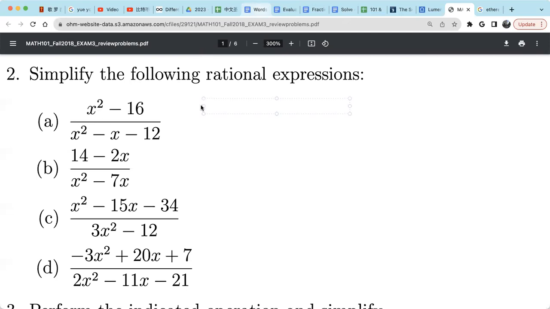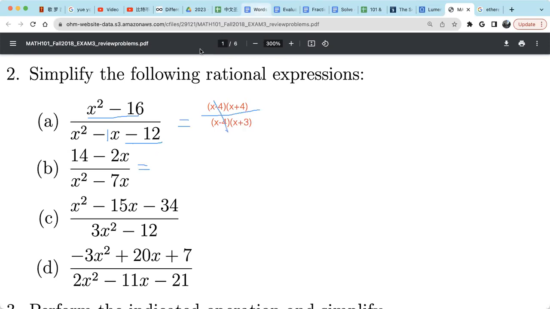The numerator, we can factor as a difference of two squares, x minus 4 times x plus 4. And the denominator can be factored as x minus 4, x plus 3. The numerator is the difference of two squares, right? 16 is 4 squared. The denominator can be factored with negative 4 and 3. Negative 4 times 3 is negative 12. Negative 4 plus 3 is negative 1, x. Then we see these two simplify to be 1. So we're left with x plus 4 divided by x plus 3.